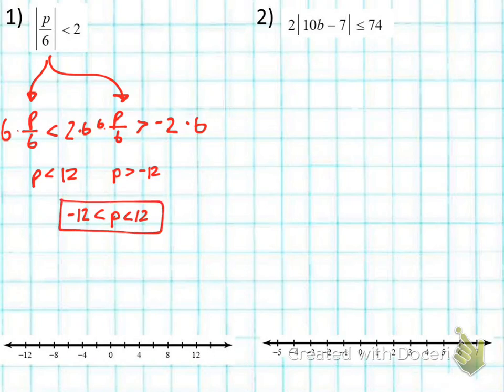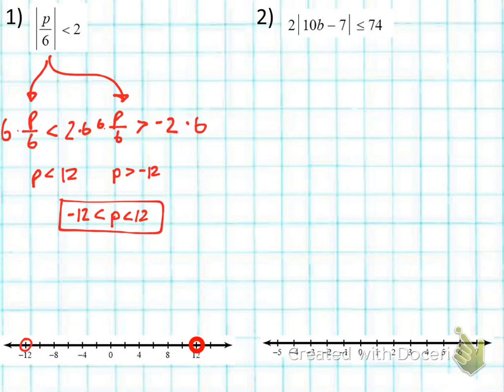Now we're going to graph it. We go to the first answer: p is less than 12. Go to 12 and put a circle down. Do we fill it? No, we don't fill it. And it's going to go to the left, so I make a mental note that it goes left because it's less than. Then I have negative 12. P is greater than negative 12, so it's going to the right.